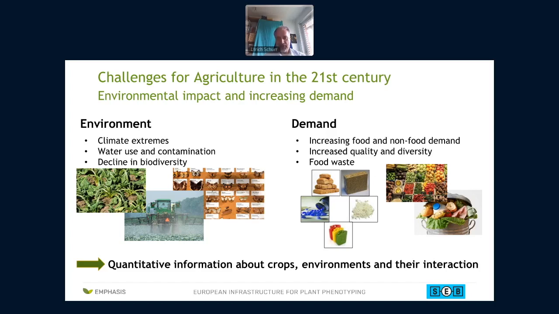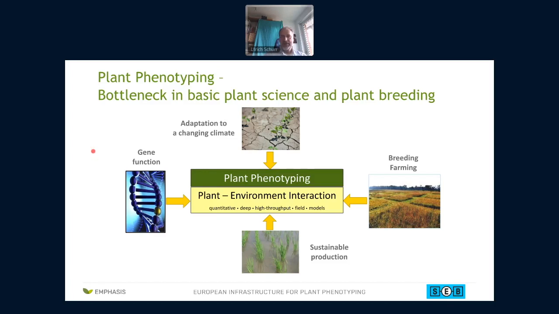For all of this, we need to have quantitative information about crops, about environments, and about the interaction of crops and environment. And this is the reason why we started some years ago already with the phenotyping environment, where we essentially look into plant environment interactions to quantify them, to get deep insights, also to get high throughput in the field as well as in greenhouses, in controlled environments, and also combine it with models.